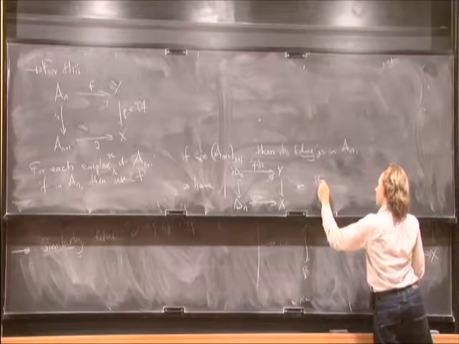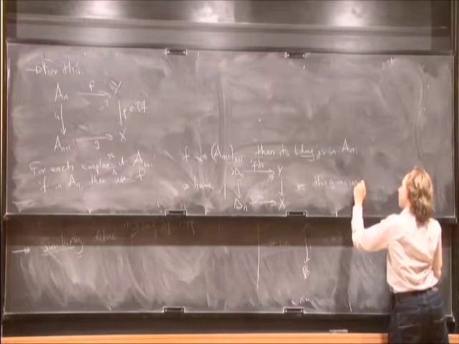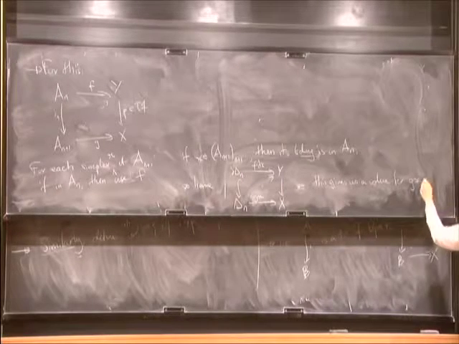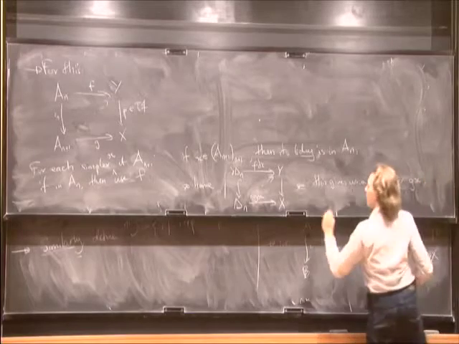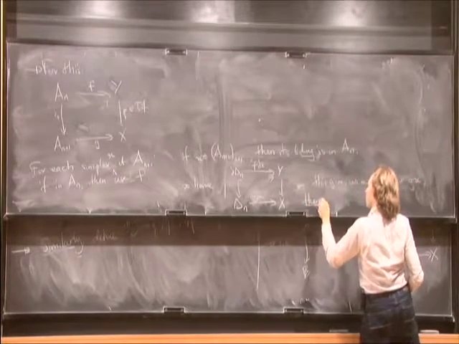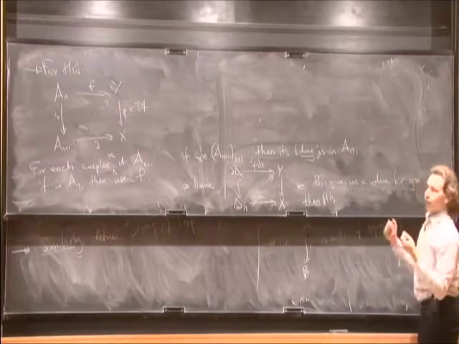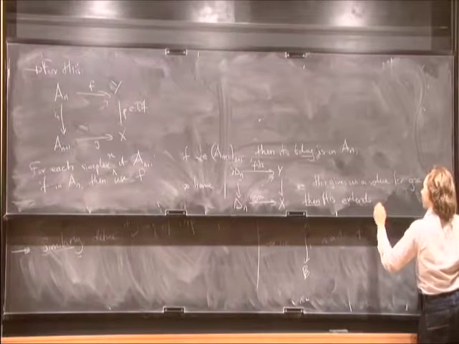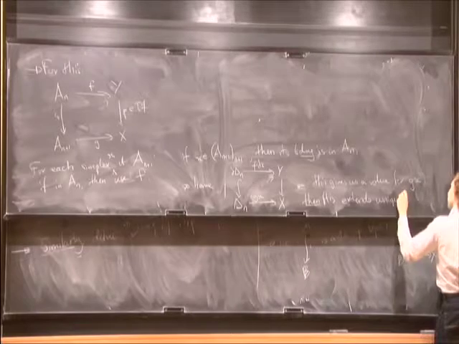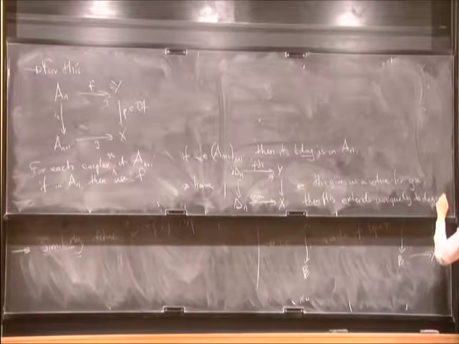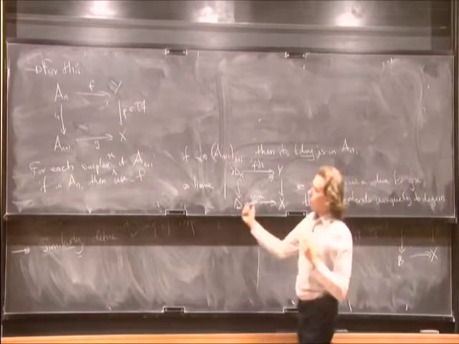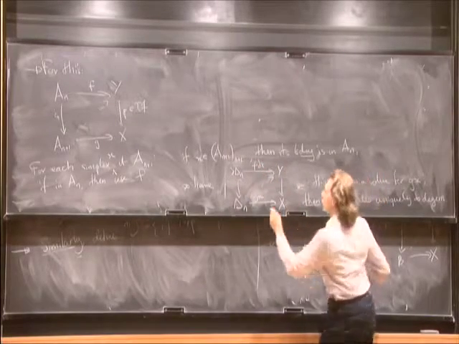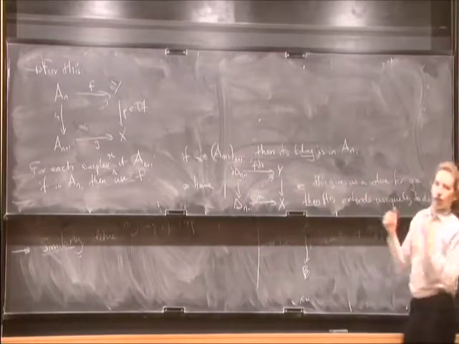So this gives us a value for g of x itself. And then this also extends to degeneracies, extends uniquely to degeneracies, since all the degeneracies in here come from some degeneracy of one of these new n plus 1 simplices, and so gets determined by one of these.